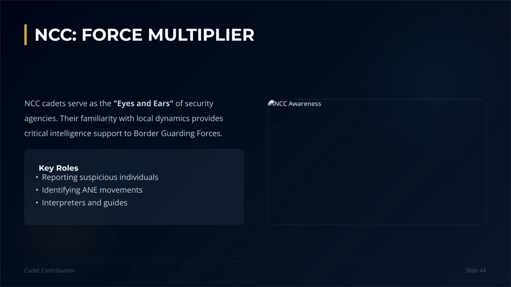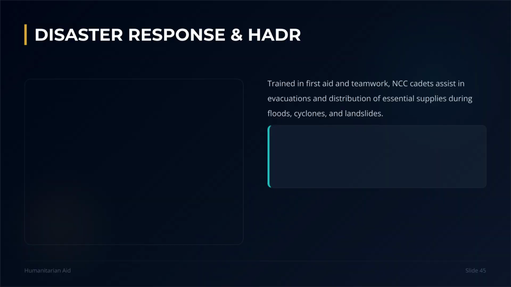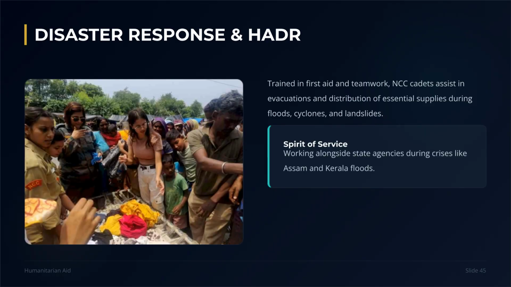NCC cadets act as a vital force multiplier, serving as the eyes and ears of security agencies. Their roles include reporting suspicious individuals and movements of anti-national elements, as well as serving as interpreters and guides for border forces. In disaster response and HADR, NCC cadets are trained in first aid and teamwork. They assist with evacuations and the distribution of essential supplies during crises, like floods and landslides, demonstrating a spirit of service alongside state agencies.